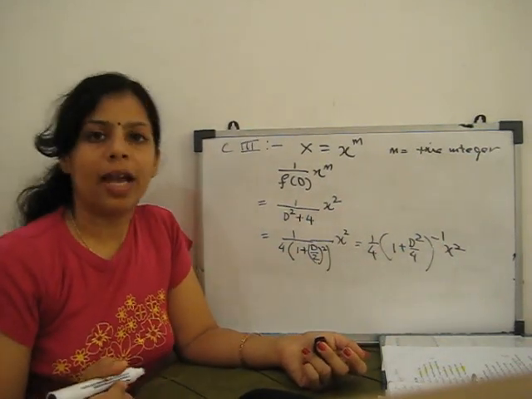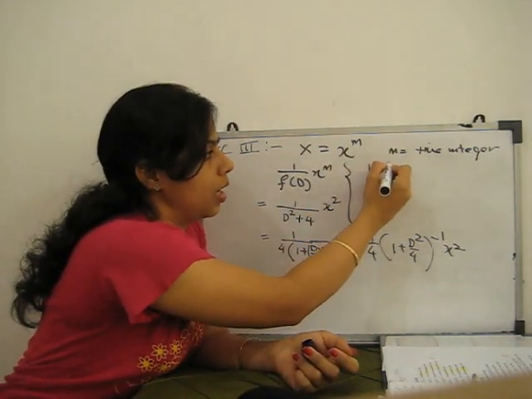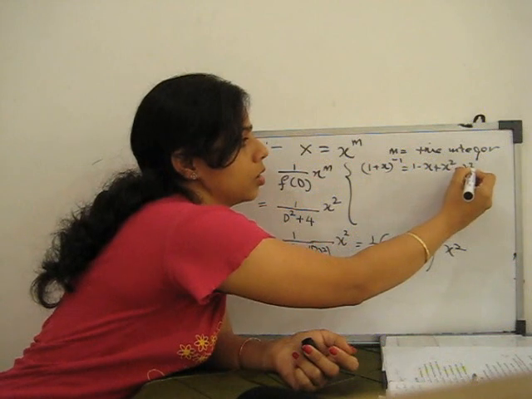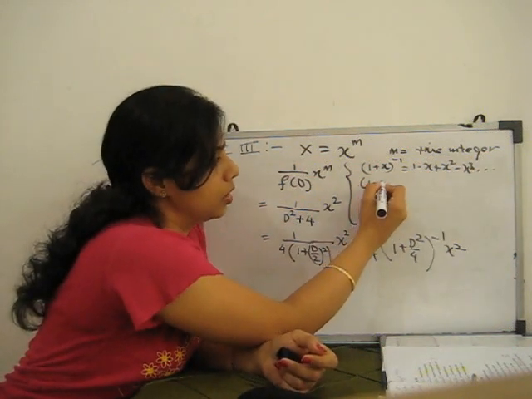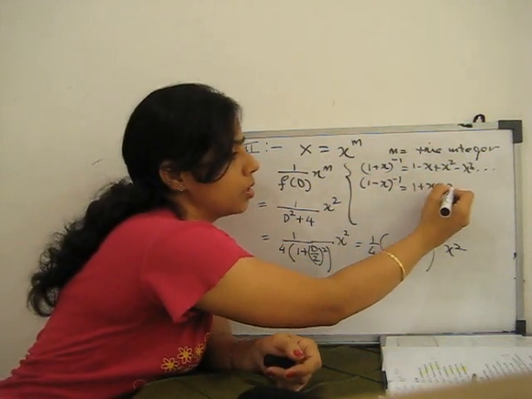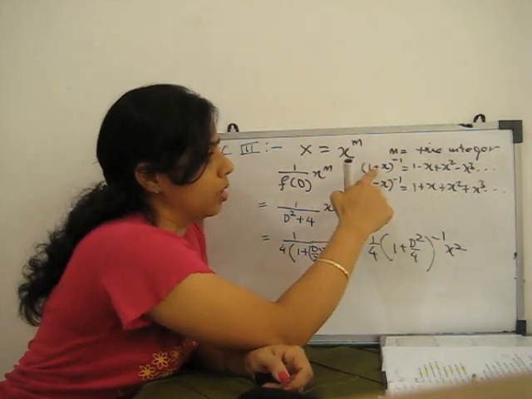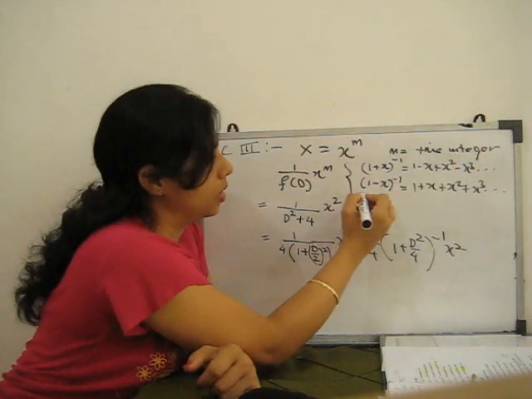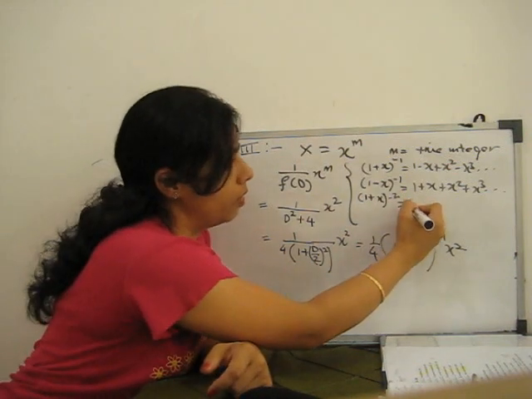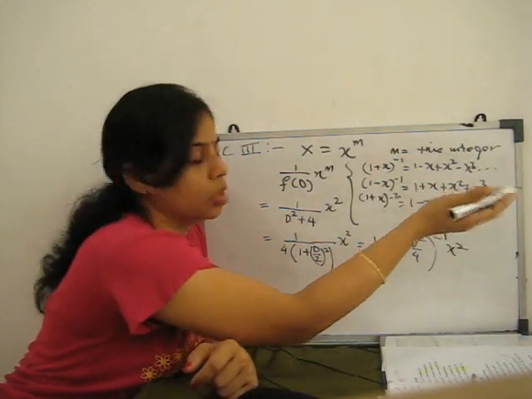Our function has to come like this, hence we have to apply the binomial expansion. I will give you the binomial expansion. 1 plus x to the power minus 1 is 1 minus x plus x square minus x cube, and so on. If the function is 1 minus x to the power minus 1, then 1 plus x plus x square plus x cube, means all signs are plus. If one is plus, one is minus, it goes plus minus plus minus. Similarly, 1 plus x to the power minus 2 is 1 minus 2x plus 3x square minus 4x cube, and so on.